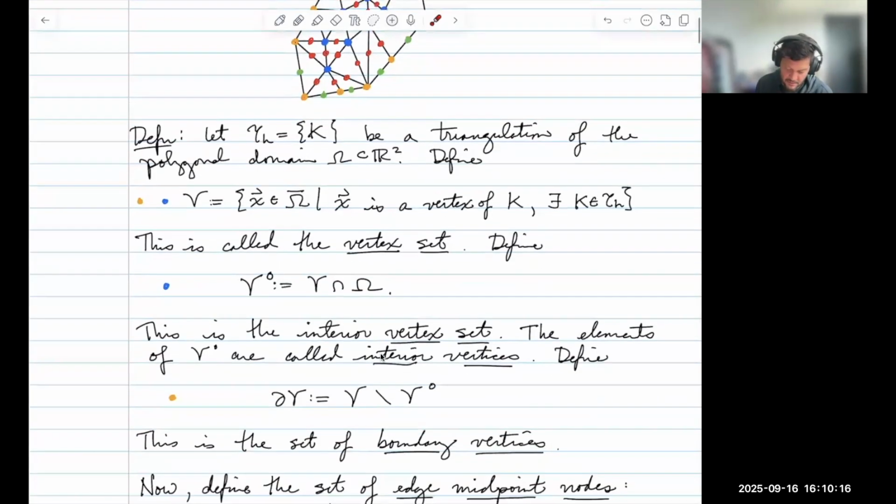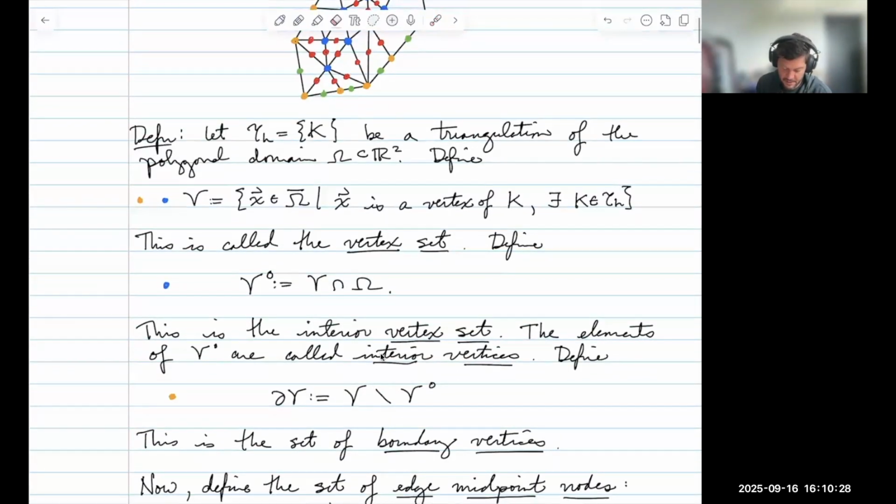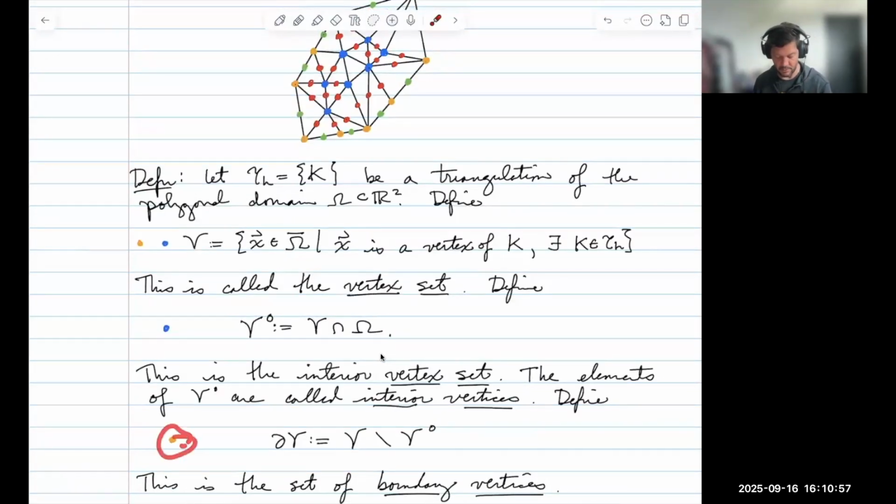The elements of V0 are just called interior vertices. Those are the blue points. And that's to distinguish those from boundary vertices. So the set of boundary vertices is labeled partial V. That's our usual symbol for boundary. I'm not sure why it's a standard symbol for boundary, but it has become so. So partial V is going to be the set of all vertices minus the set of interior vertices. So that leaves only the boundary vertices left, or in other words, the orange points.